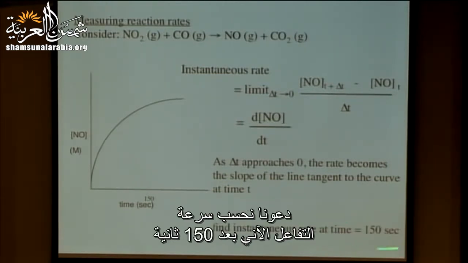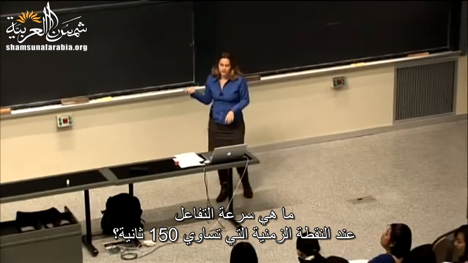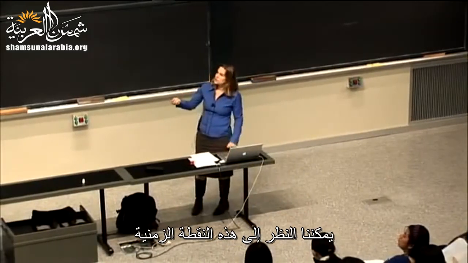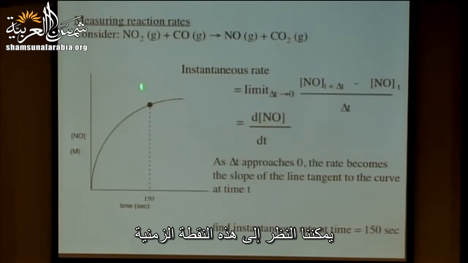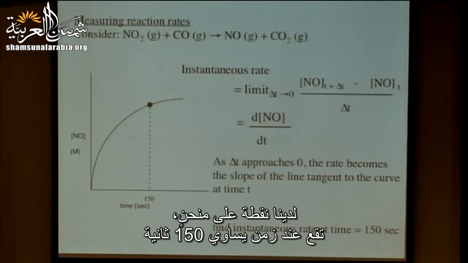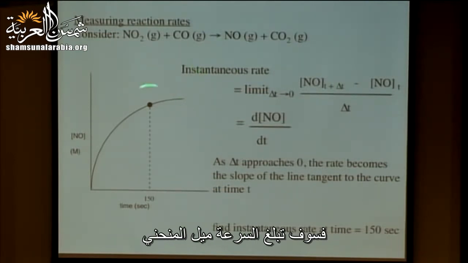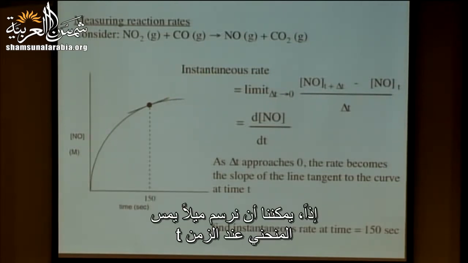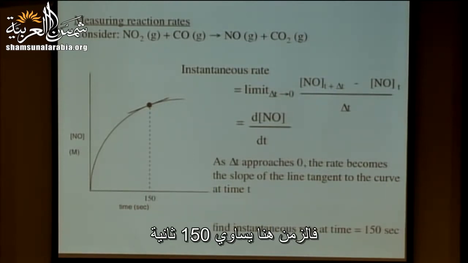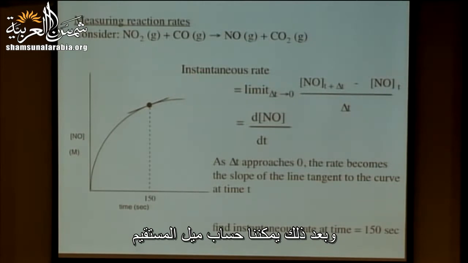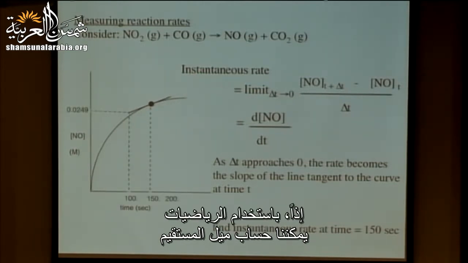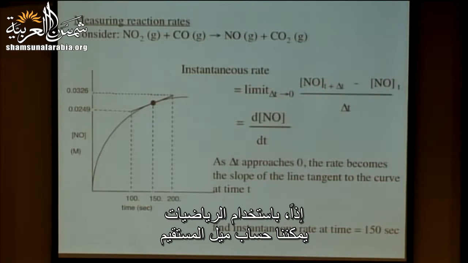So let's find an instantaneous rate at 150 seconds. What is the rate of this reaction at 150 seconds? So we can look for 150 seconds. We can have a point on that curve at 150 seconds. And so as our time interval approaches 0, the rate will approach the slope of this line. So we can draw a slope that's tangent to the curve at the time, t equals 150 seconds. And then we can calculate the slope of that line. And so we can do that math, calculating the slope.